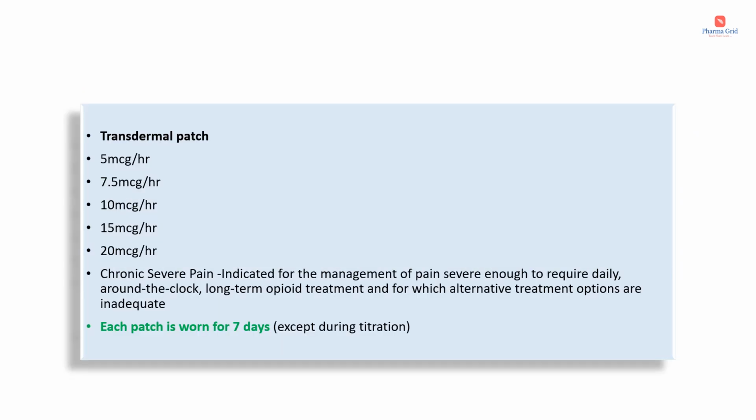Buprenorphine transdermal patches are available in various strengths including 5 microgram per hour, 7.5 microgram per hour, 10 microgram per hour, 15 microgram per hour and 20 microgram per hour. Then it is mainly used for chronic severe pain. It is indicated for the management of pain severe enough to require daily, round-the-clock, long-term opioid treatment and for which alternative treatment options are inadequate. Each buprenorphine transdermal patch is worn for 7 days except during titration.